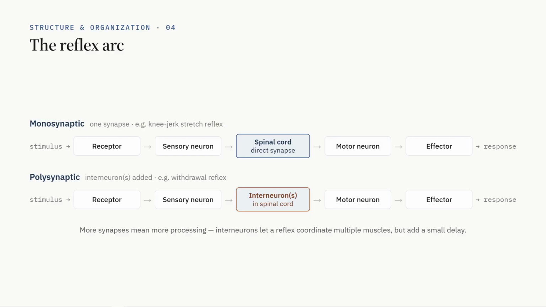Now, 2 versions. A monosynaptic reflex has just one synapse, sensory neuron straight to motor neuron. That's the knee-jerk stretch reflex, lightning fast, because there's nothing in between. A polysynaptic reflex adds one or more interneurons in the middle. Think of yanking your hand off a hot stove. That needs coordination across several muscles. So interneurons step in. The trade-off is simple. More synapses mean more processing and richer responses, but each one adds a tiny delay. Speed versus sophistication.